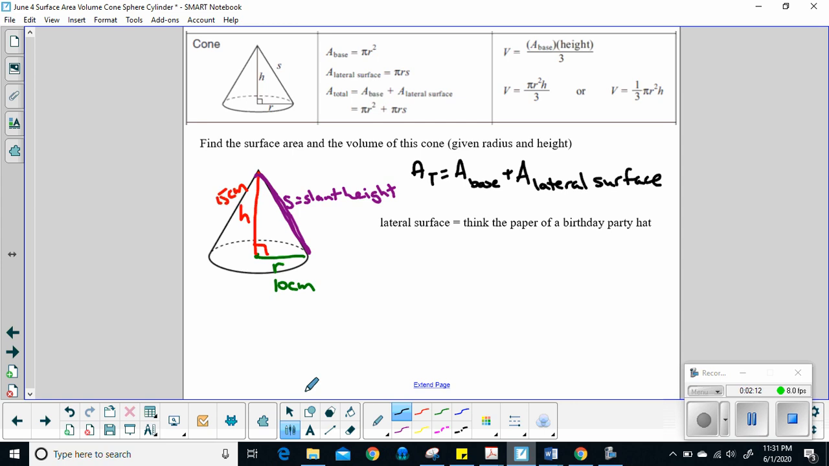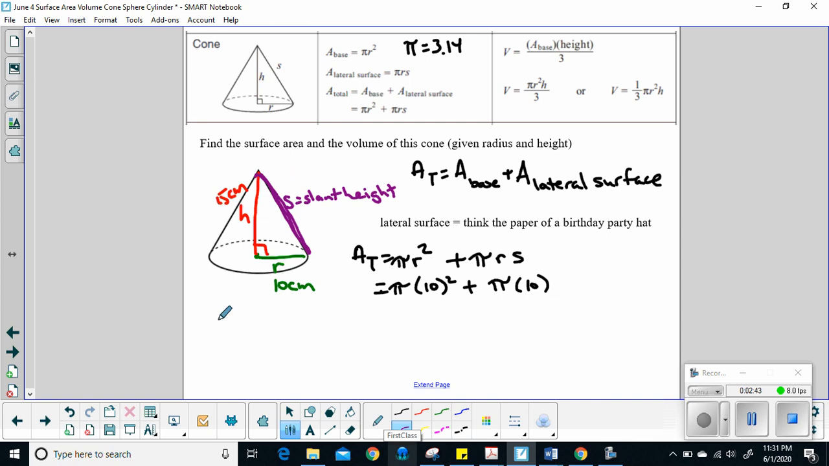Okay, let's solve. What do we know? Formula sheet tells me I need pi r squared plus pi rs. So what do I know? Well, pi we know is just 3.14, right? That's pi. Radius, I just told you, is 10. Good. Plus pi times radius, we said was 10, times s. Nope, didn't give you the value for s. So we're going to have to use Pythagorean theorem.